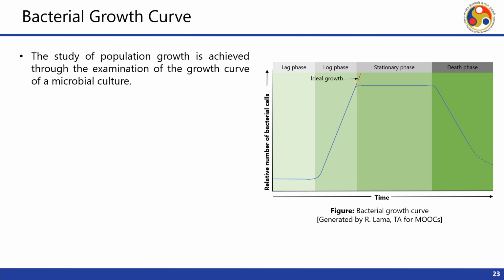What is the utility of a bacterial growth curve? The study of population growth is achieved through the examination of the growth curve of a microbial culture, and this is a typical growth curve which has a slow phase in the beginning, which we call the lag phase. Then there is a sudden increase in population which we call the log phase, and then the population remains constant or fixed for a long time, which we call the stationary phase, and then a time comes when the population starts to decline. So, this we also call the death phase or senescence.